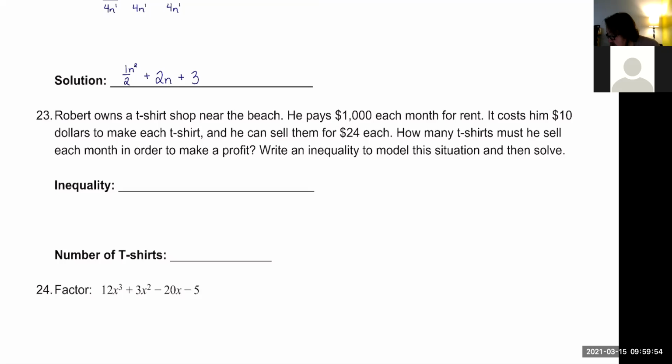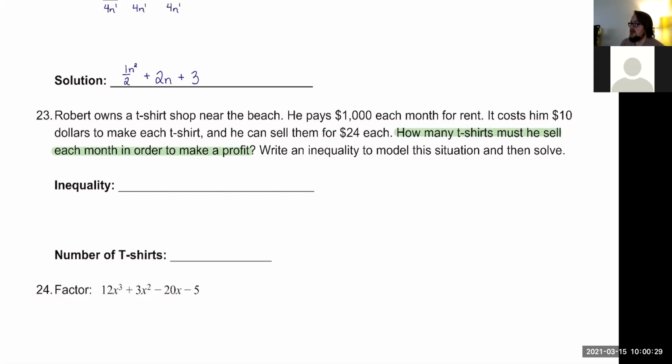Here's a question. Usually that's very important because then we know what we're looking for. How many t-shirts must he sell each month in order to make a profit? So important. In fact, I think I'm going to even highlight it. A word in particular that jumps out to me is profit. What does it mean to profit? Make money, to actually come out ahead.